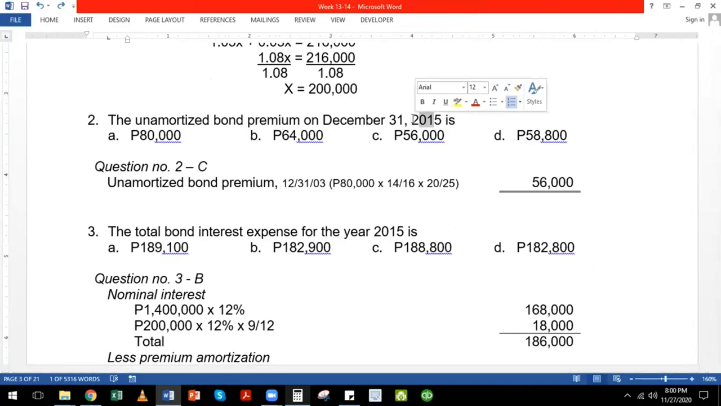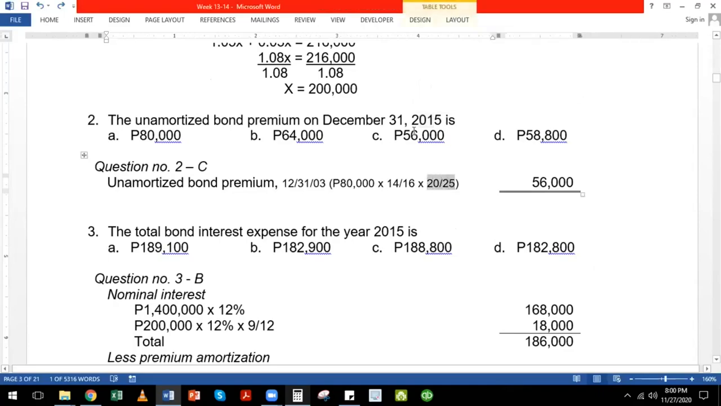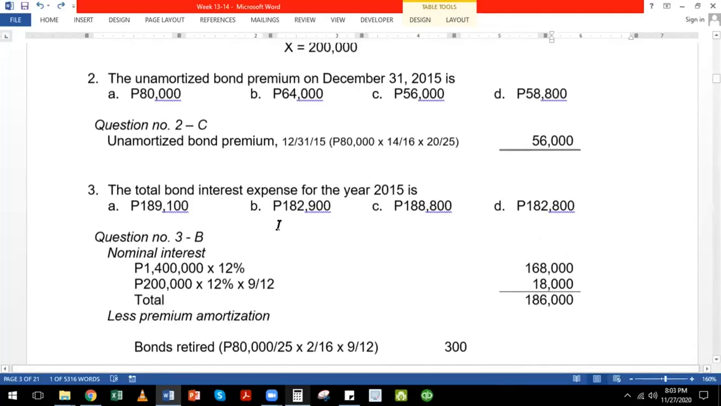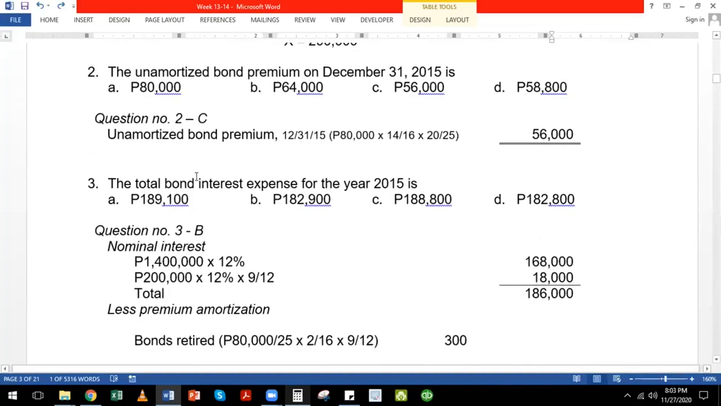So, 5 years na-expire. Ang nabilin na lang ay 20 years. So, ang nabili na itong gamito na, kaya ang question dito is the balance for unamortized bond premium. So, that's why 20 over 25. So, 25 years and then 20 years remaining. So, that is 56,000. So, next one, let's compute for total bond interest expense for 2015.